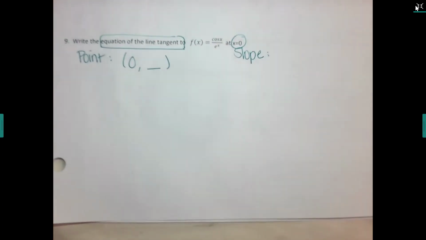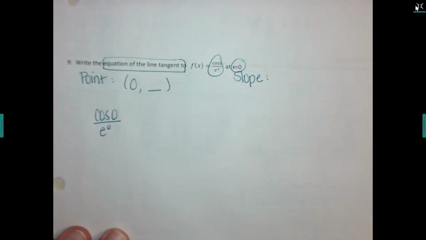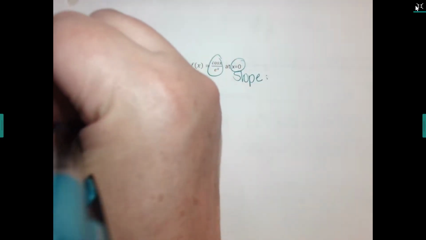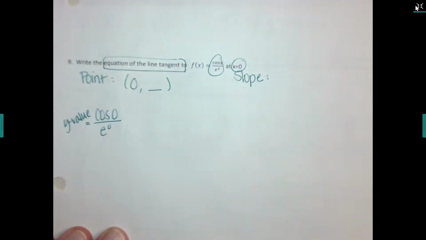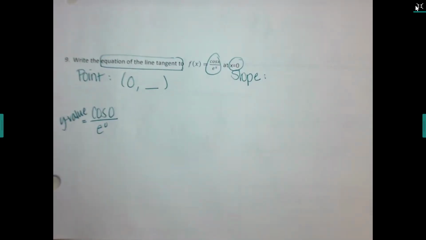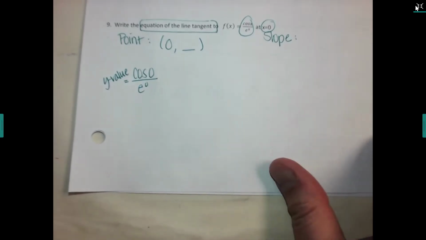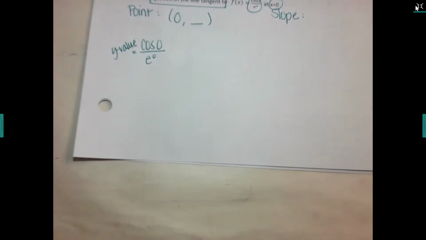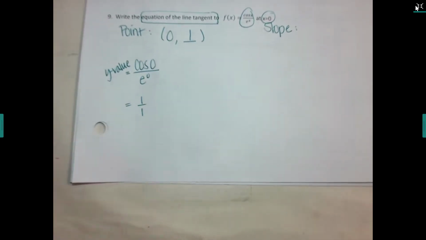So if my x is a 0, I'm going to plug in a 0 to this guy. So it would be cosine 0 over e to the 0. All right. What is cosine 0? What is e to the 0? What's 1 divided by 1? 1. Now we're ready to take the derivative.